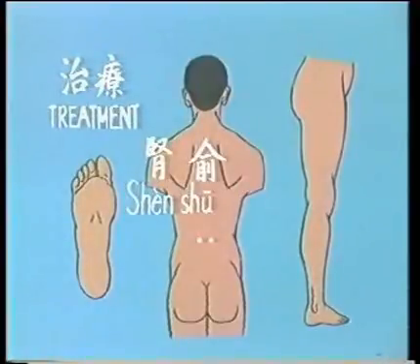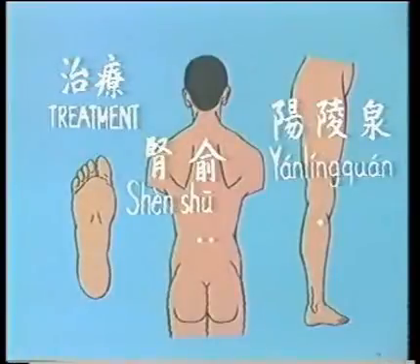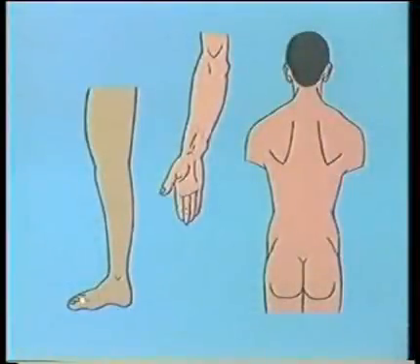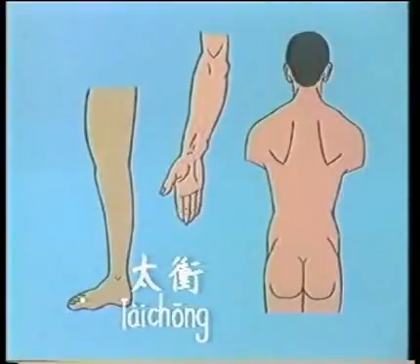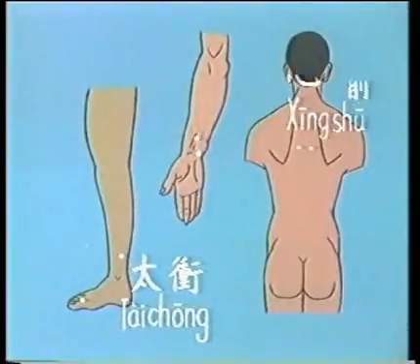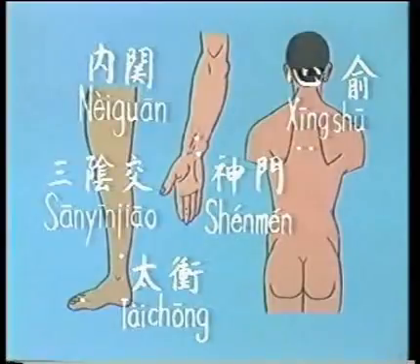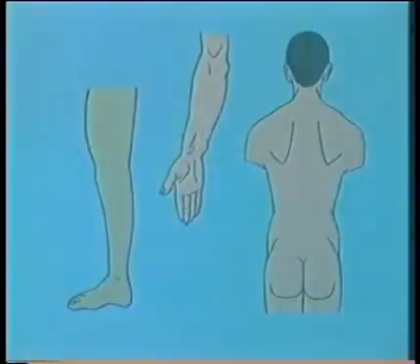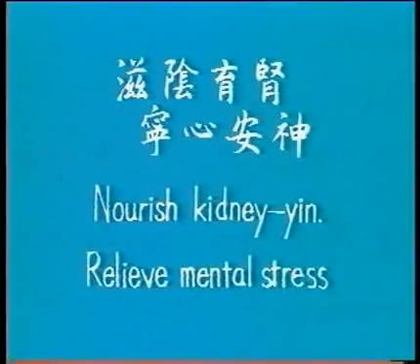Shenshu, bladder 23, Yanglingquan, gallbladder 34, Yongquan, kidney 1, Taichong, liver 3, Xinshu, bladder 15, Shenmen, heart 7, Sanyinjiao, spleen 6, and Neiguan, pericardium 6. This prescription can nourish kidney yin and relieve mental stress.